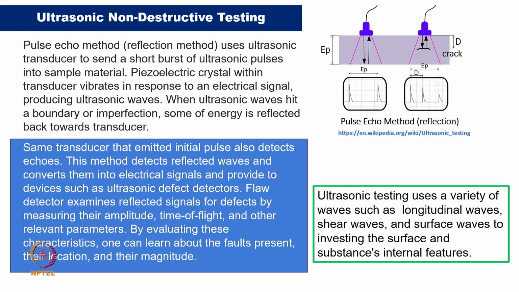Now the second technique is what we call the pulse echo method, and this pulse echo method is basically reflection. In this case, we are using only one sensor, one transducer. It releases the rays and collects back the rays also. So one sensor does both things. That is why we say the pulse echo method, which is a reflection method, uses an ultrasonic transducer to send a short burst of ultrasonic pulses into the sample material.